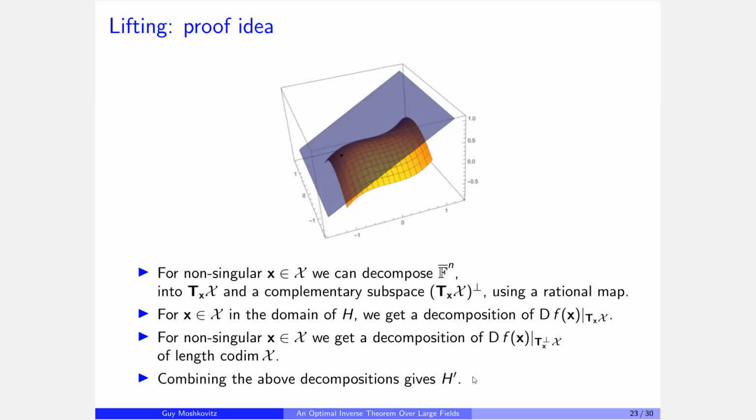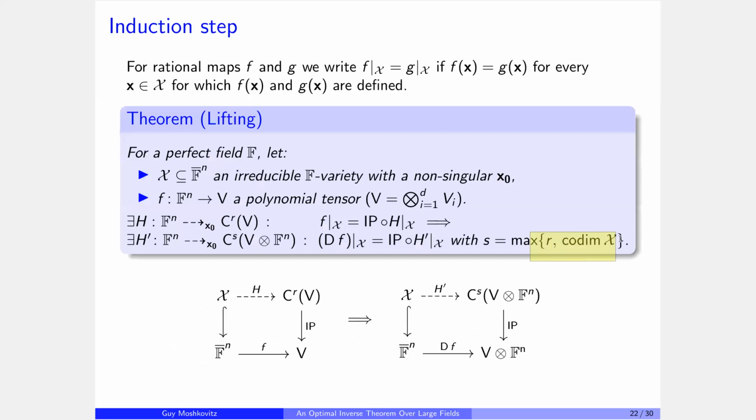Okay, and you combine both of them carefully, and you can show that the length of the new partition rank decomposition is what I wrote before, the maximum between R and the codimension of X times that constant, 2^(K-1) - 1.